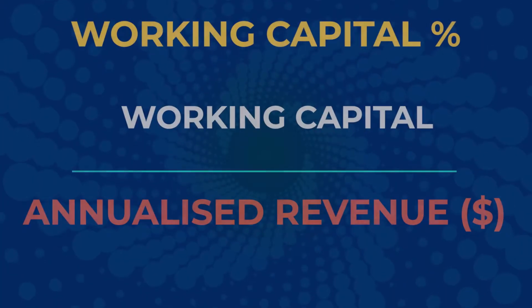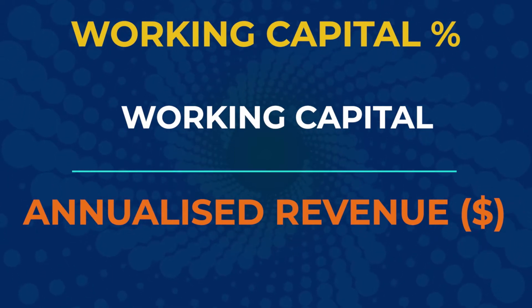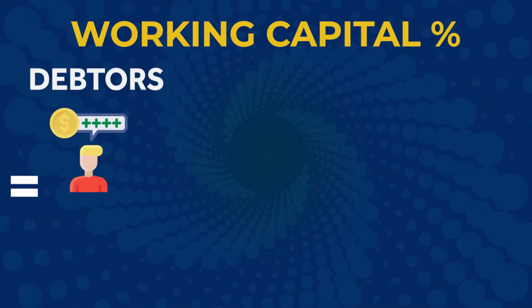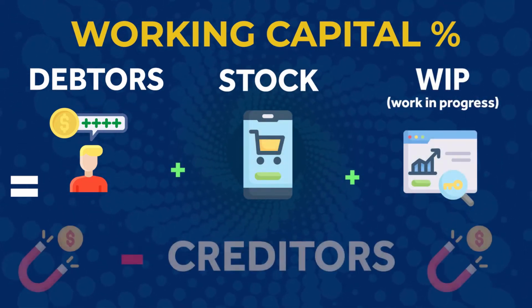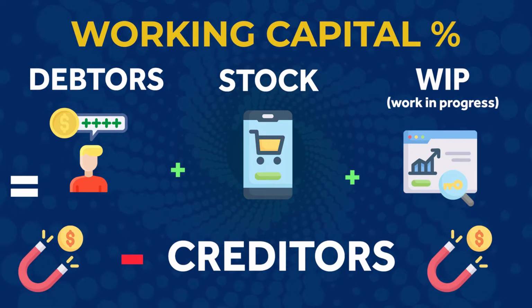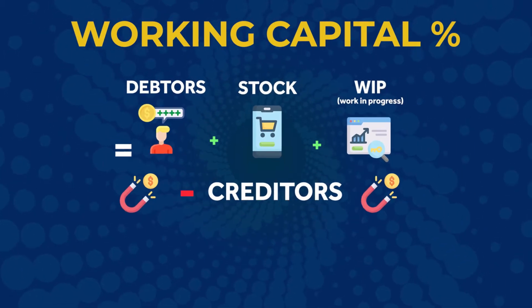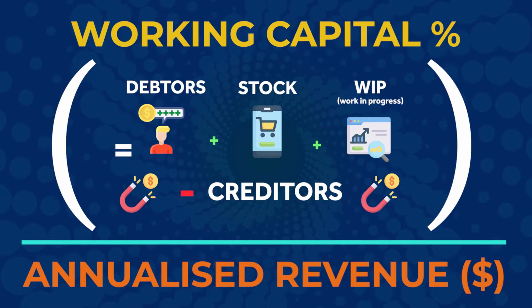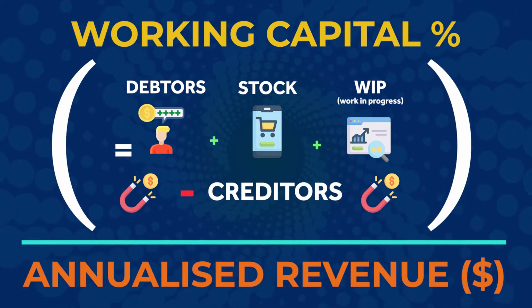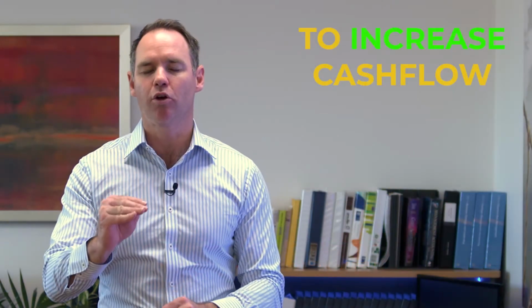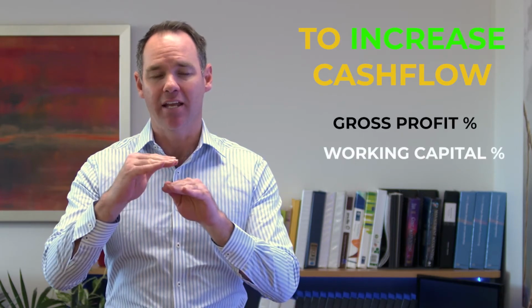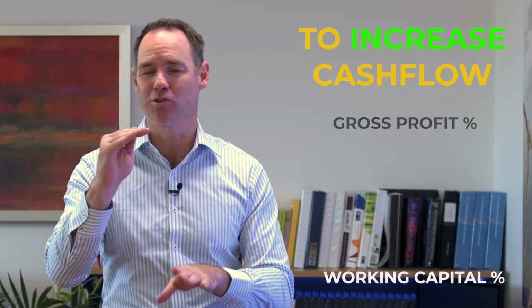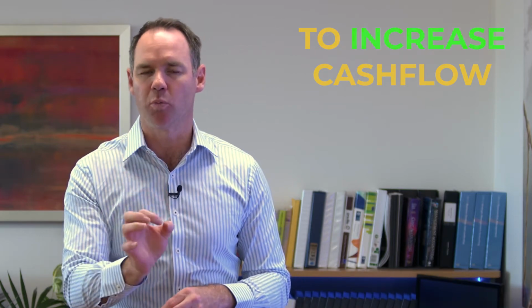Working capital percentage is looking at debtors plus our stock plus our work in progress minus our creditors. That is our working capital. And then looking at that relative to our annualized revenue. And that will give you a percentage to work out what your working capital is. If you want to increase that cash flow, it's now a matter of working out how to increase the gap between those two numbers, which we're going to explore now.